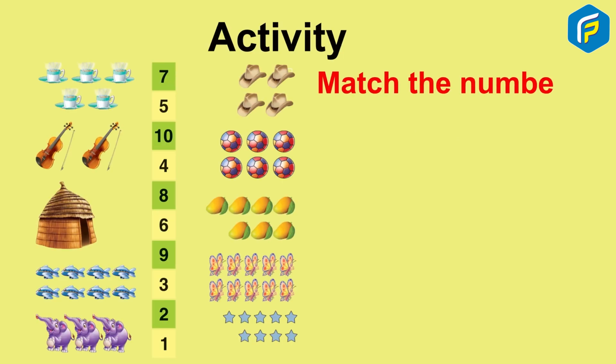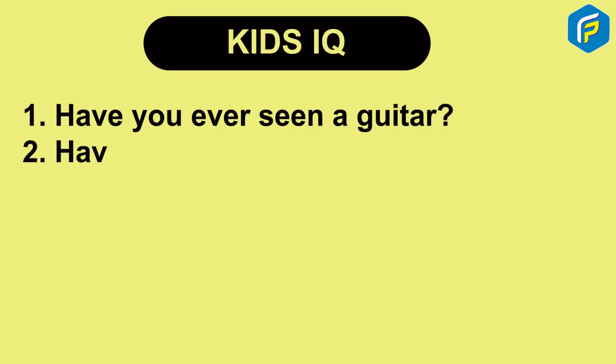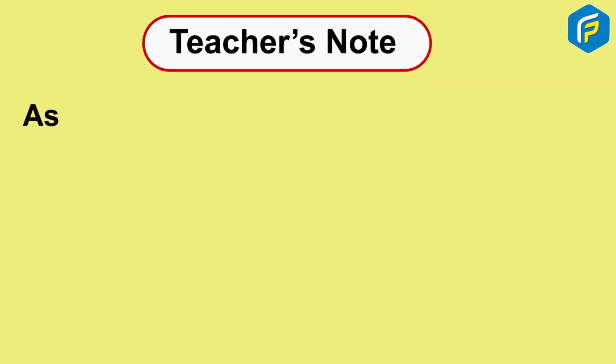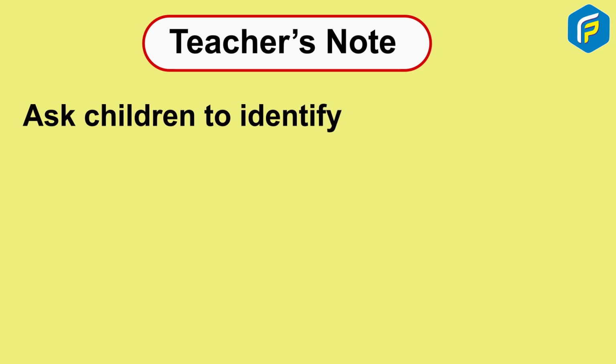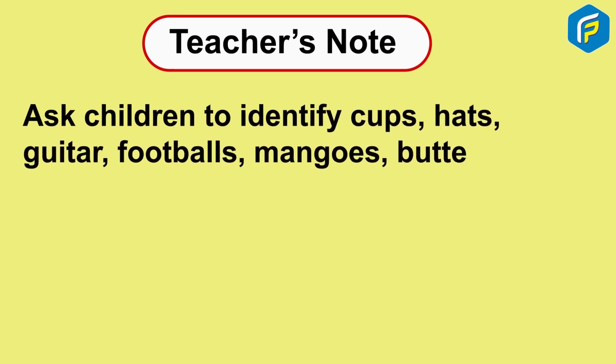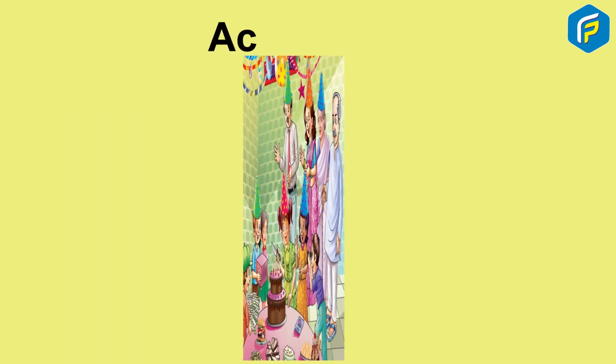Activity. Match the number with the correct box. Kids IQ. 1. Have you ever seen a guitar? 2. Have you ever seen butterflies? Teachers note. Ask children to identify cups, hats, guitar, footballs, mangoes, butterfly, airplane, elephant and stars.